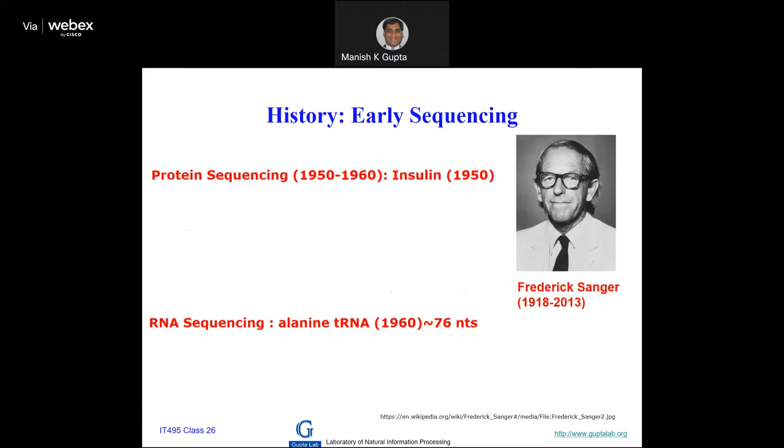Now, as I mentioned, I'm not going to talk about too many technical details in terms of chemistry at the moment, but I'll give you a kind of bird's eye view. The early sequencing by Sanger, which he developed in the 1950s or so, he was looking at insulin protein, and that was the first one that he tried to read. Later on, RNA sequencing of up to 76 nucleotides was done in 1960 using Sanger's method. And now let me show you.